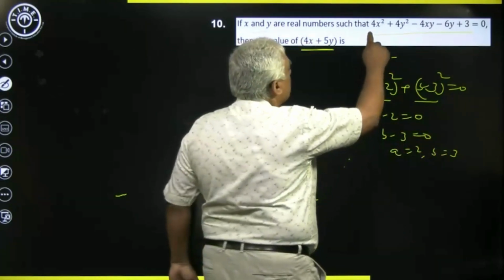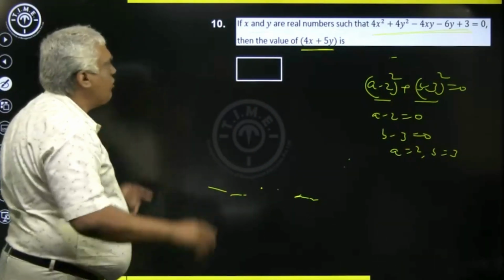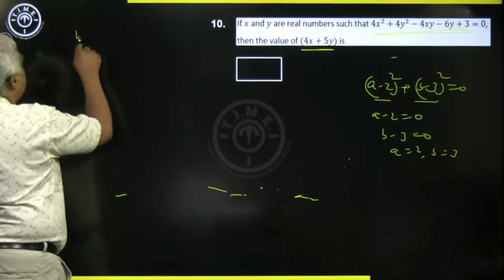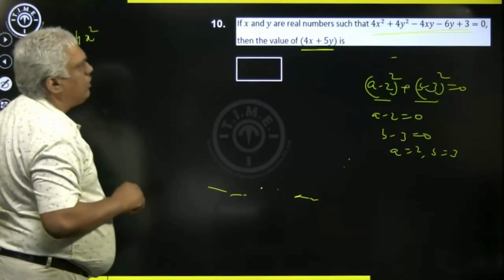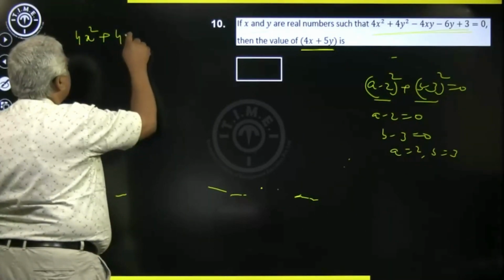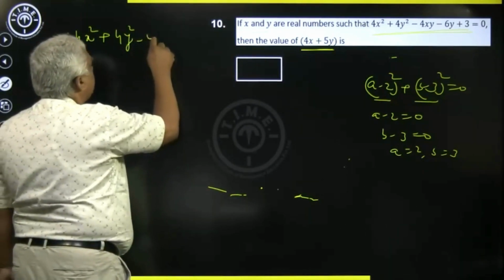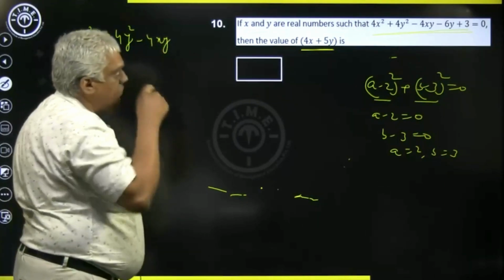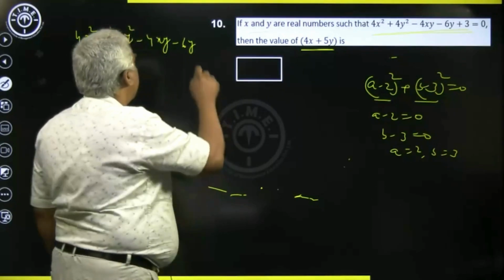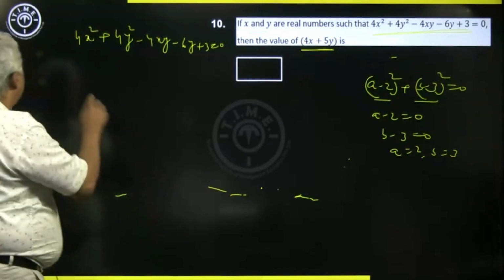Looking at this expression, I think we can. Let's try to make a sum of two squares. So, it's given 4x² + 4y² − 4xy − 6y + 3 = 0.